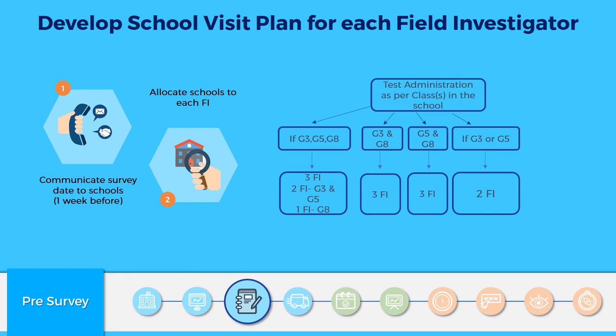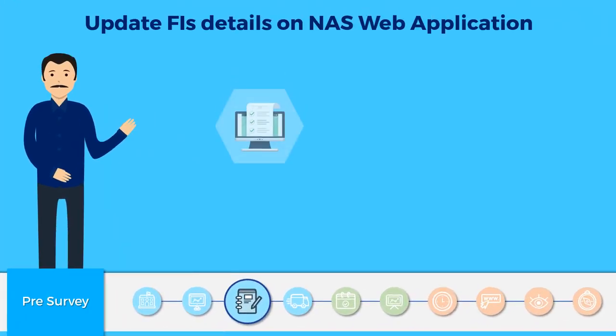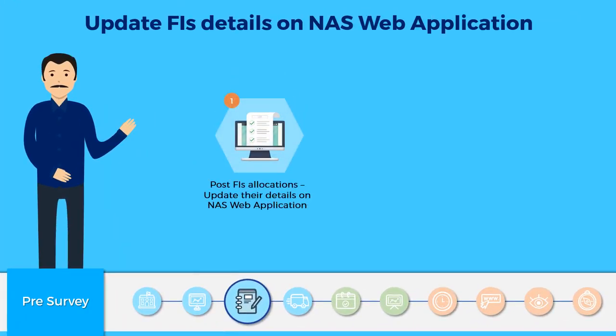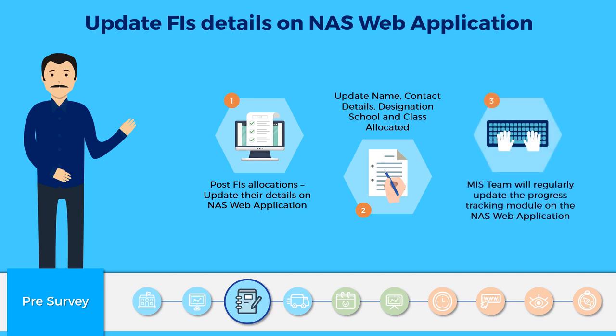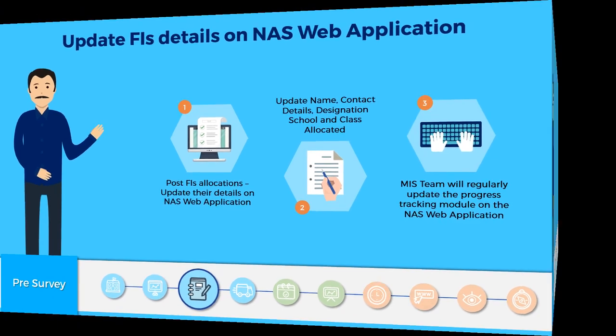If in the list, a sample school has grade 3 or 5 only to be tested, then allot 2 FIs, who will support both grades 3 and 5. If the sample school has only grade 8 to be tested, then allot only 1 FI. After allotment, provide the medium of instruction code to each FI. The District Coordinator will update the following details on the NAS Web Application: name, contact details and designation of field investigators, and the school and class allocated. The District MIS team needs to regularly update the progress tracking module of the NAS Web Application.